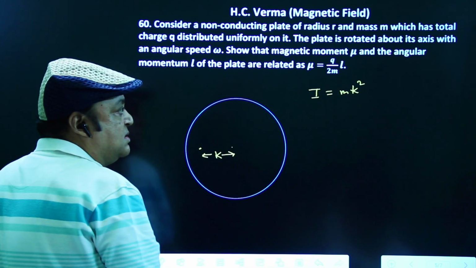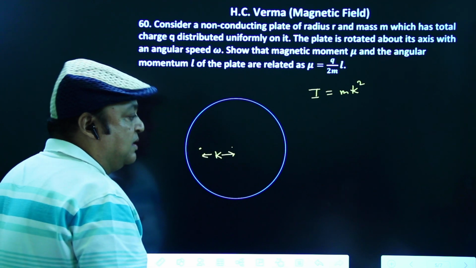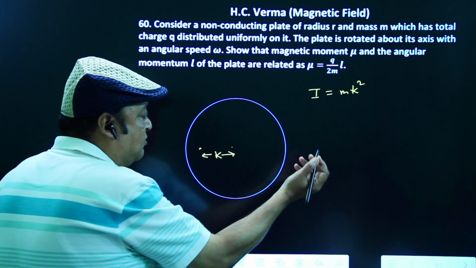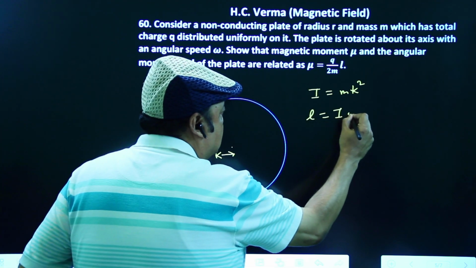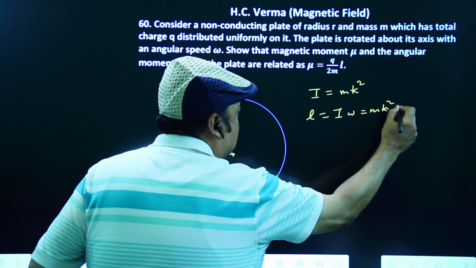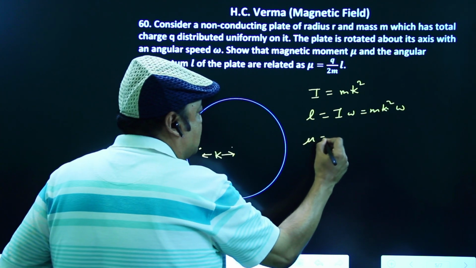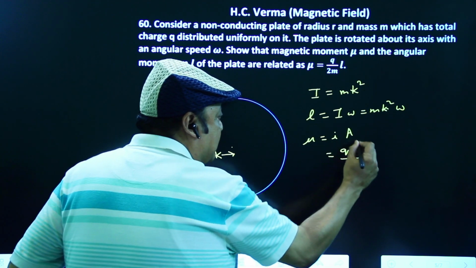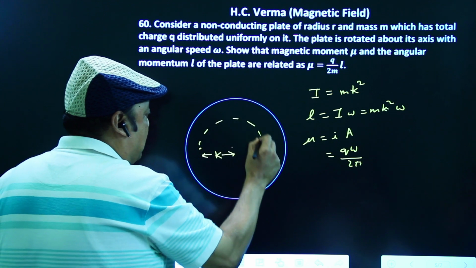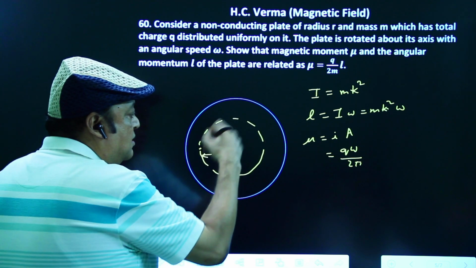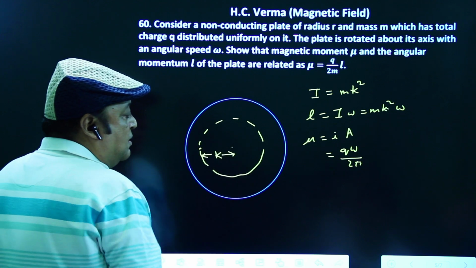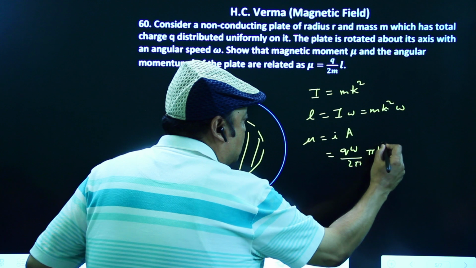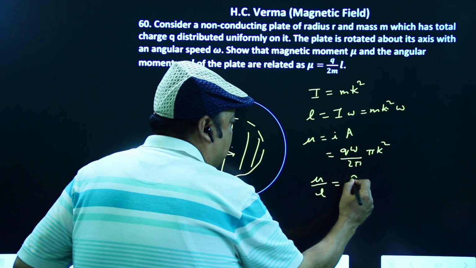For a plate, k is r by root 2. The next sum is on a solid sphere, where k is root 2 by root 5 into r. So the same way we operate. Here L is I omega, so mk square omega. What about mu? Mu is I into A, and that is Q omega by 2 pi. And the area again, since we have now considered the entire mass on this circle, has to be taken with a radius k, so it will be pi k square. You understand, if you divide it, you straight away get Q by 2m.